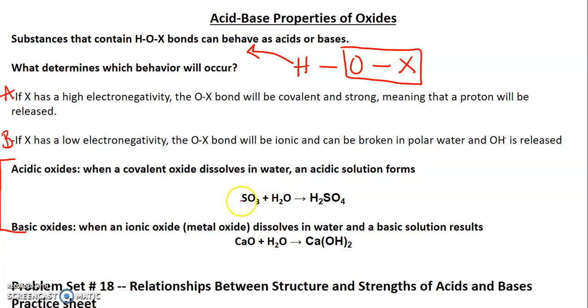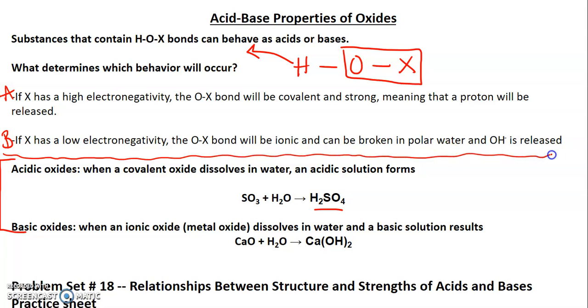Here are two examples. SO3 would be a covalent oxide. When it's dissolved in water, it's going to produce an acidic solution, whereas when a metal oxide, calcium oxide, is dissolved in water, it is going to produce a basic solution. So these are two different categories of oxides. One is looking at whether it's a covalent oxide versus an ionic oxide, and the other is looking at the electronegativity of the non-oxygen and non-hydrogen element.